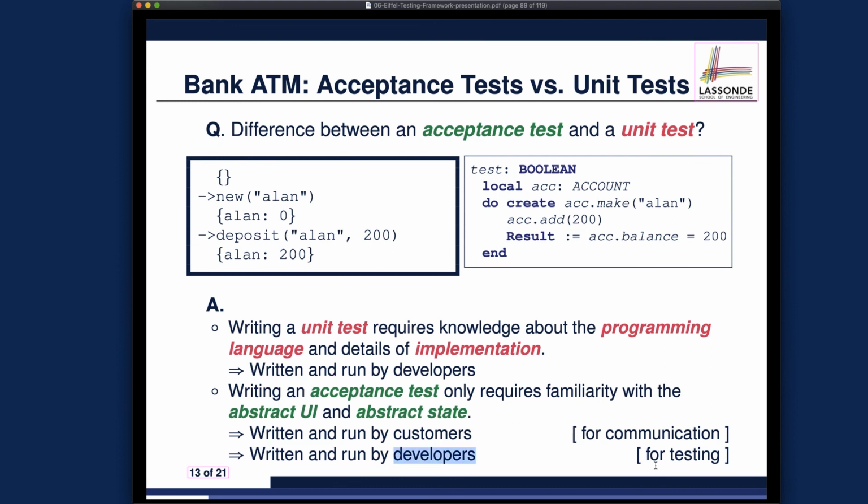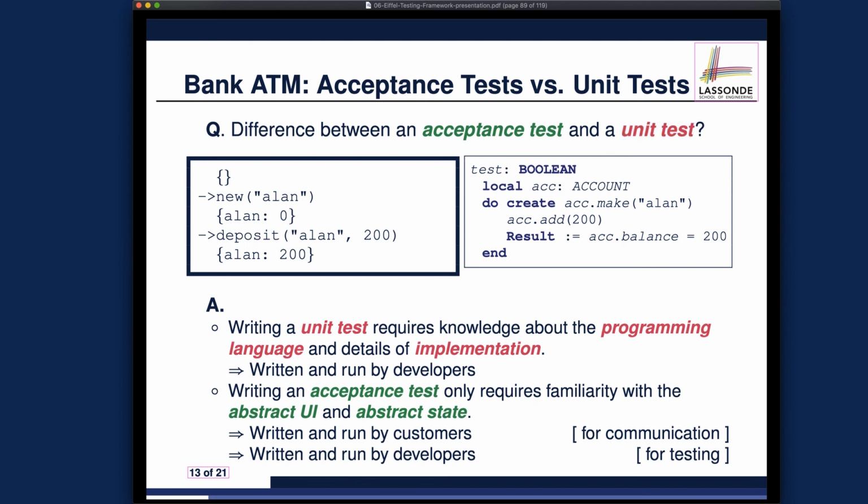Every time you are done with a particular functionality in your model cluster, you can also test a new scenario to really make sure it's correct, right? So it's really important for you to understand the difference between acceptance test and unit test.